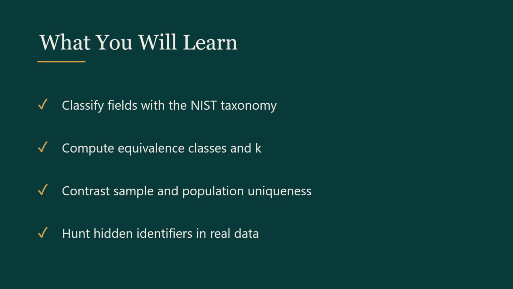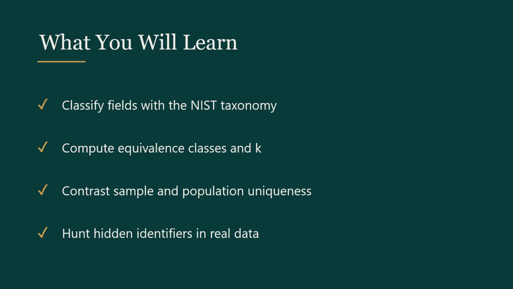First, you will be able to classify every field in a health dataset using the standard taxonomy from the National Institute of Standards and Technology: direct identifiers, quasi-identifiers, sensitive attributes, and non-identifying attributes, and you will know how the 2 governing NIST documents differ in how they carve that taxonomy up. Second, you will be able to compute the combination space of a quasi-identifier set, build equivalence classes by hand, and read off the value k, which is the seed of every risk metric in this profession.